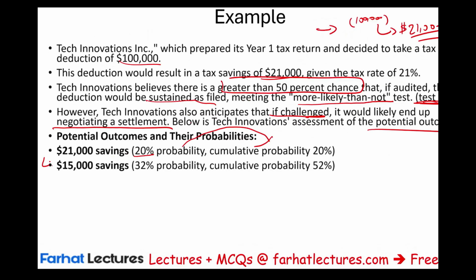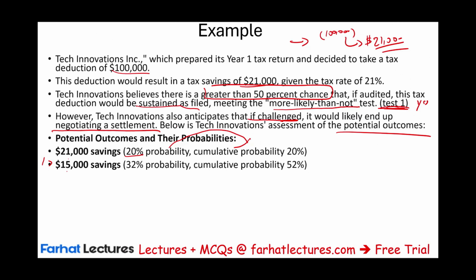Rather than accepting 21,000, the IRS accepting a $15,000 savings has a 32% probability. The IRS might say, you know what, rather than 21,000, we're going to accept 15,000 of savings, and there's a 32% chance of that. Now you have to add the probabilities for the cumulative probability. The 20% chance gave you a 20% probability, and there's a 32% chance that the government might accept 15,000, which gives you a $15,000 savings on this deduction. If that's the case, your cumulative probability is 52%.